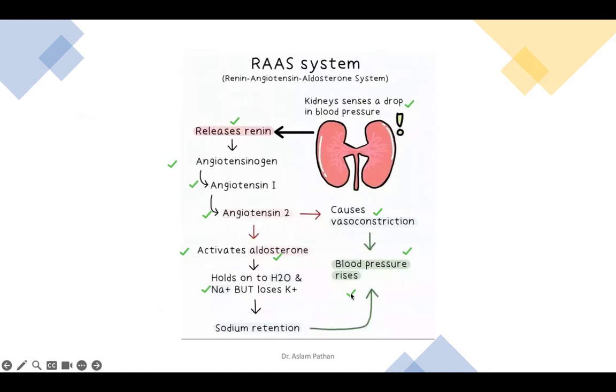So two main mechanisms for the activation of blood pressure via the renin. And the important precursor here is angiotensin 2. So angiotensin 2 has two roles. One is vasoconstriction and second one is release of the aldosterone.